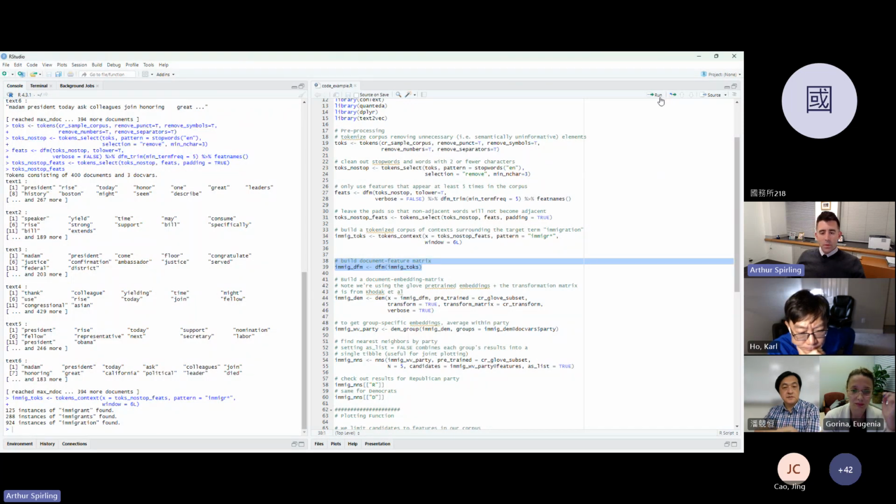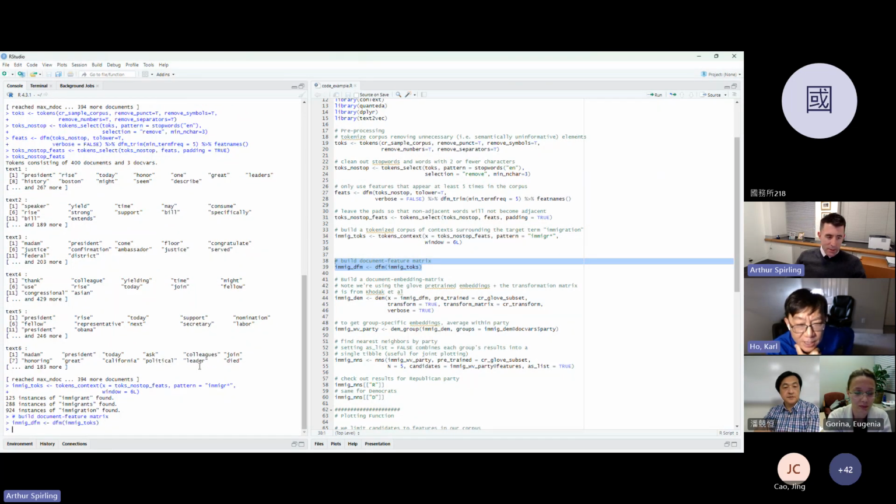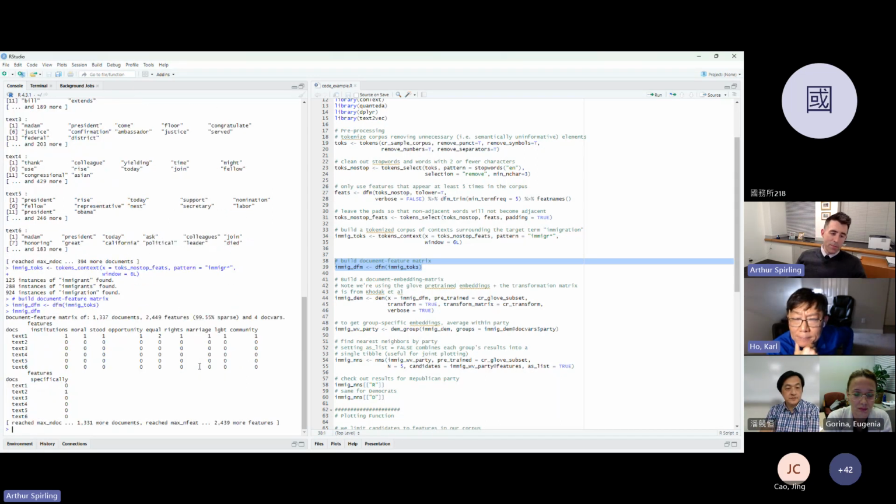This is just what you'd expect. So we're saying, okay, in text 1, it mentioned institutions once, moral once, stood, and so on and so forth. All right. So now into the action.